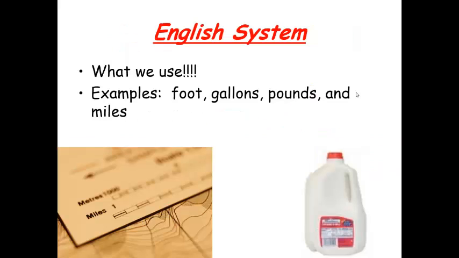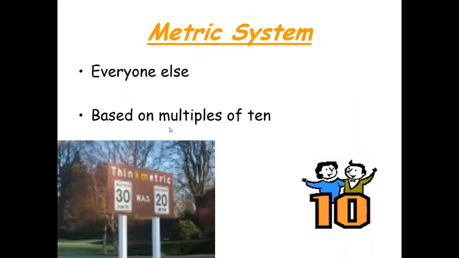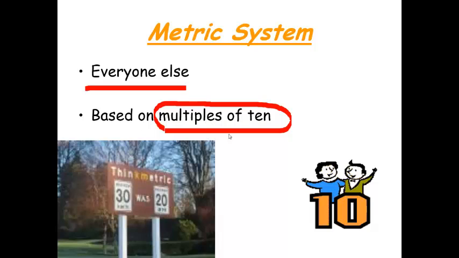Here in the good old US of A, of course, we use what's called the English system. The English system consists of feet, gallons, pounds, miles, things like that. Pretty much everyone else around the world uses the metric system. The metric system is based on multiples of 10. And of course we've already talked about how to convert in the metric system just a little bit.